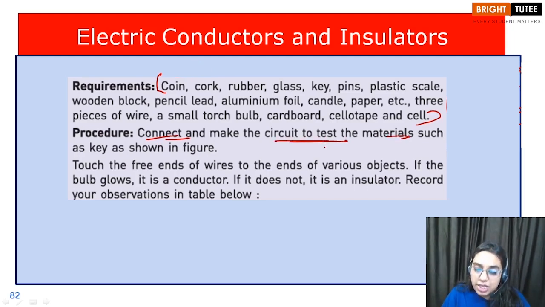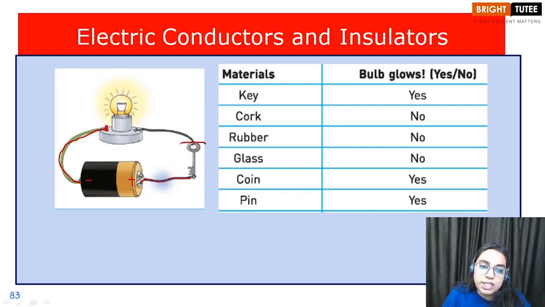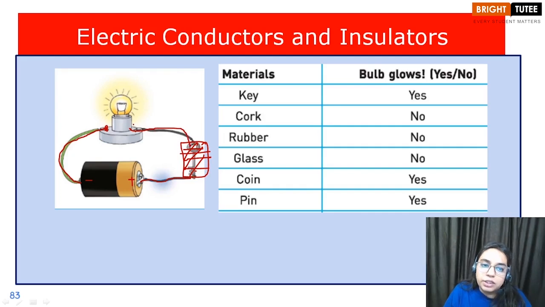materials, same as in the case where we tried to make a switch and connected it to a circuit. Right children, we are going to make a similar circuit. You can observe it in the diagram. We have taken a cell with positive and negative terminals. We have connected one terminal of the cell to the bulb, whereas the other terminal we have connected to the sample that we have to test. Here we will place the different samples and connect it to the other terminal of the bulb.